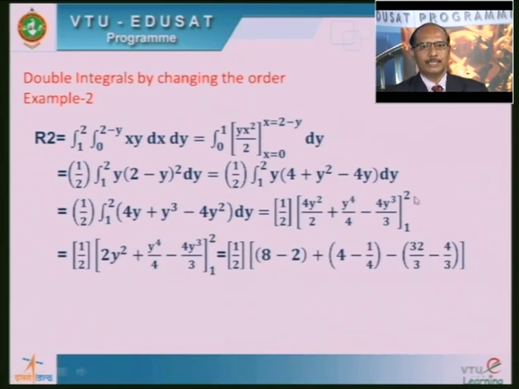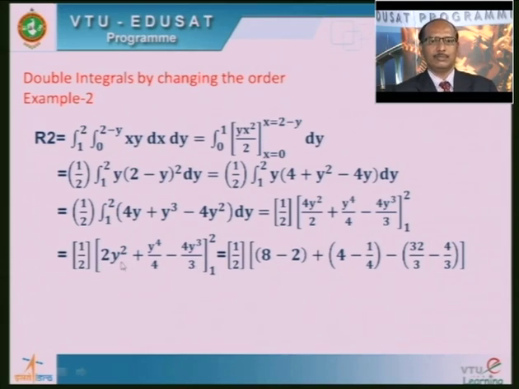Now putting y equal to 2 here. y equal to 2 means 2 square, 4. 4 into 4, 16. 16 upon 2, 8. You can see this one. 2y square upon 2 is nothing but 2y square. Remaining two terms are same here.